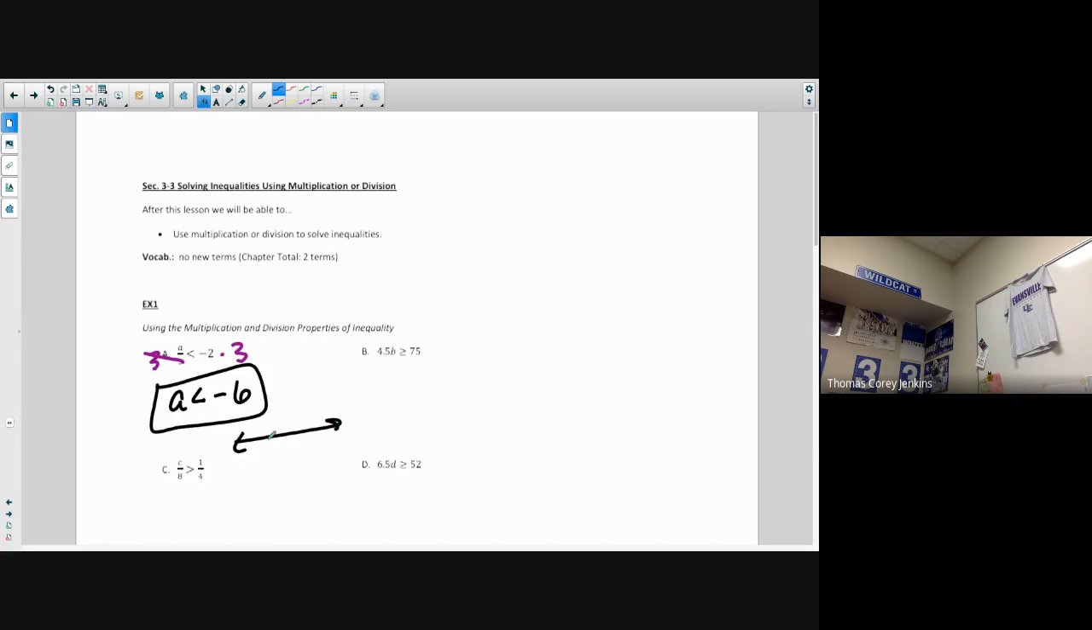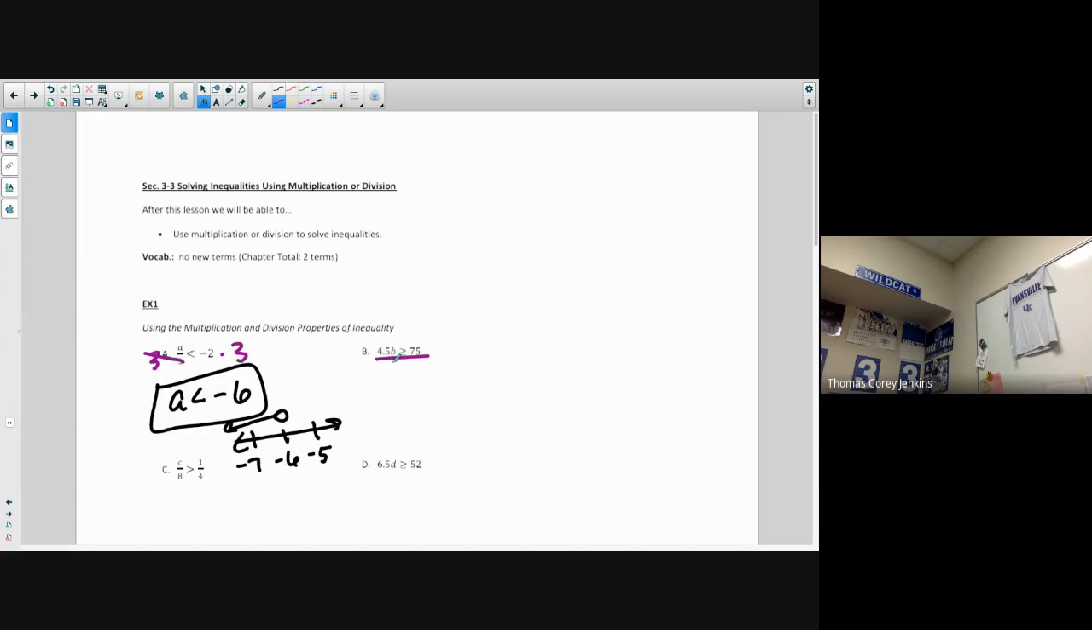This is the graph. I'll show you a little graphing, a little interval notation since I'm talking about both. So these are the kind of parts of the number line I would want to see. Less than is going to be open circle, shade to the left. All right, next one, divide both sides by 4.5.